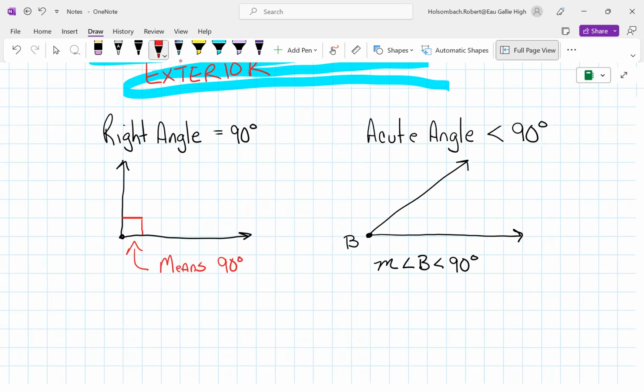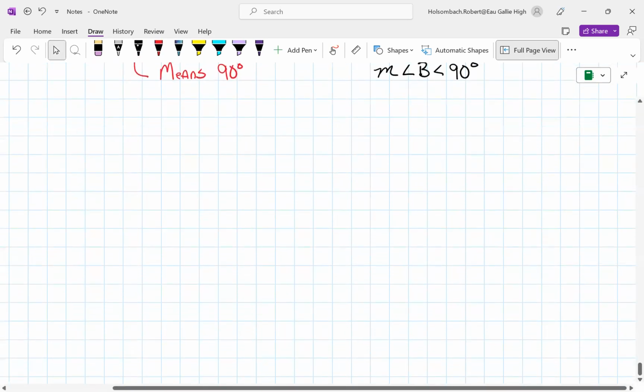All right, and in comparison, if we put this dashed ray up here, the red ray going vertical and the black ray going horizontal form a 90-degree angle, but this angle B right in here would be an acute angle. It measures less than 90 degrees. And the third type of angle we're going to talk about is an obtuse angle.